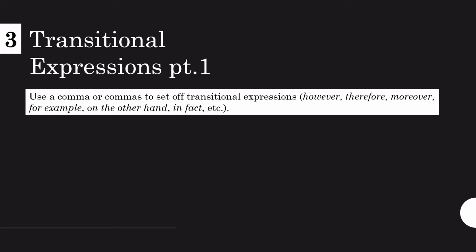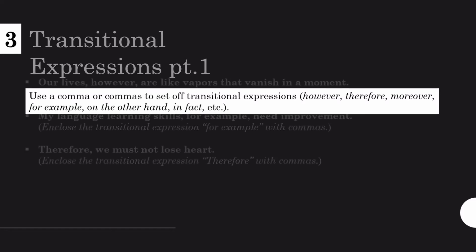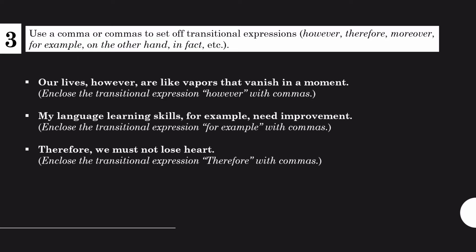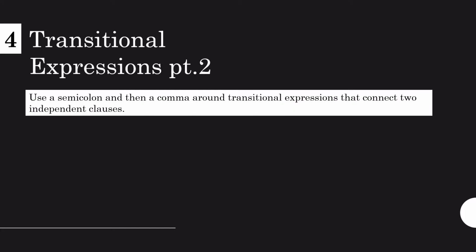Use a comma or commas to set off transitional expressions. However, therefore, moreover, for example, on the other hand, in fact, etc. Note these sentences. Our lives, however, are like vapors that vanish in a moment. Enclose the transitional expression, however, with commas. My language learning skills, for example, need improvement. Enclose the transitional expression, for example, with commas. Therefore, we must not lose heart. Enclose the transitional expression, therefore, with a comma. These transitional expressions interrupt or are detached from the main line flow of the sentence, so they need to be set off by commas. The fourth commandment of proper comma usage also involves commas with transitional expressions.